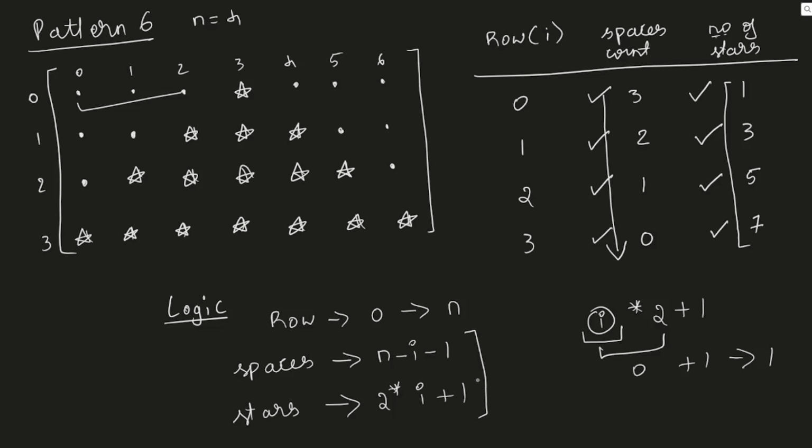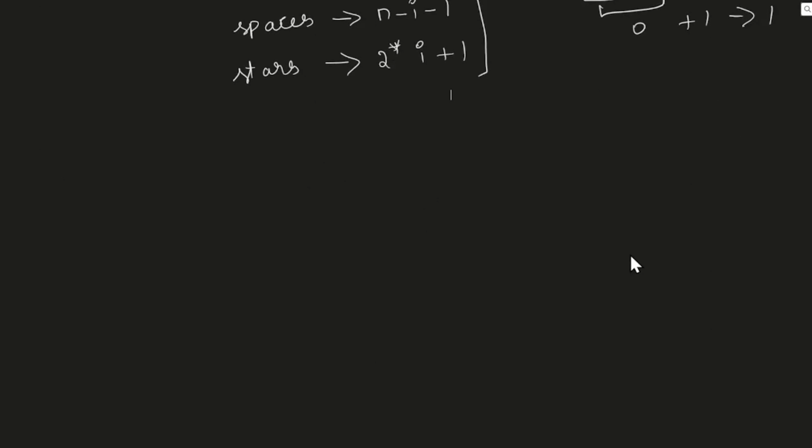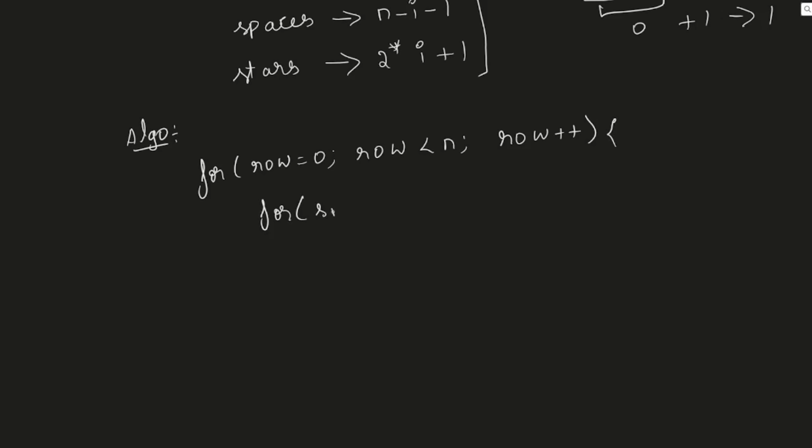Let me just write down an algorithm for this. We will be writing a row loop here. Let me just consider it as row itself. Starts from 0, goes till n, and gets incremented after completing the row. As we have already discussed, since we have spaces that are prefixed, we will be writing a separate for loop to print those spaces. And this space loop will go till n minus I minus 1.